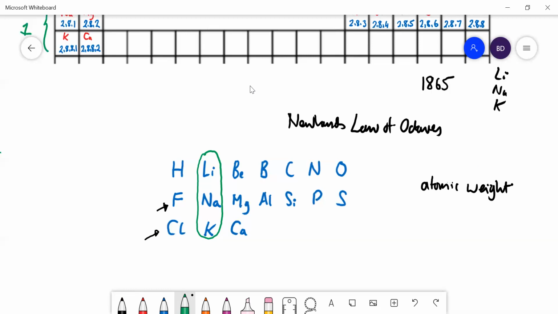You probably recognize this one next to it here. This is the group. They're the group 2 metals.